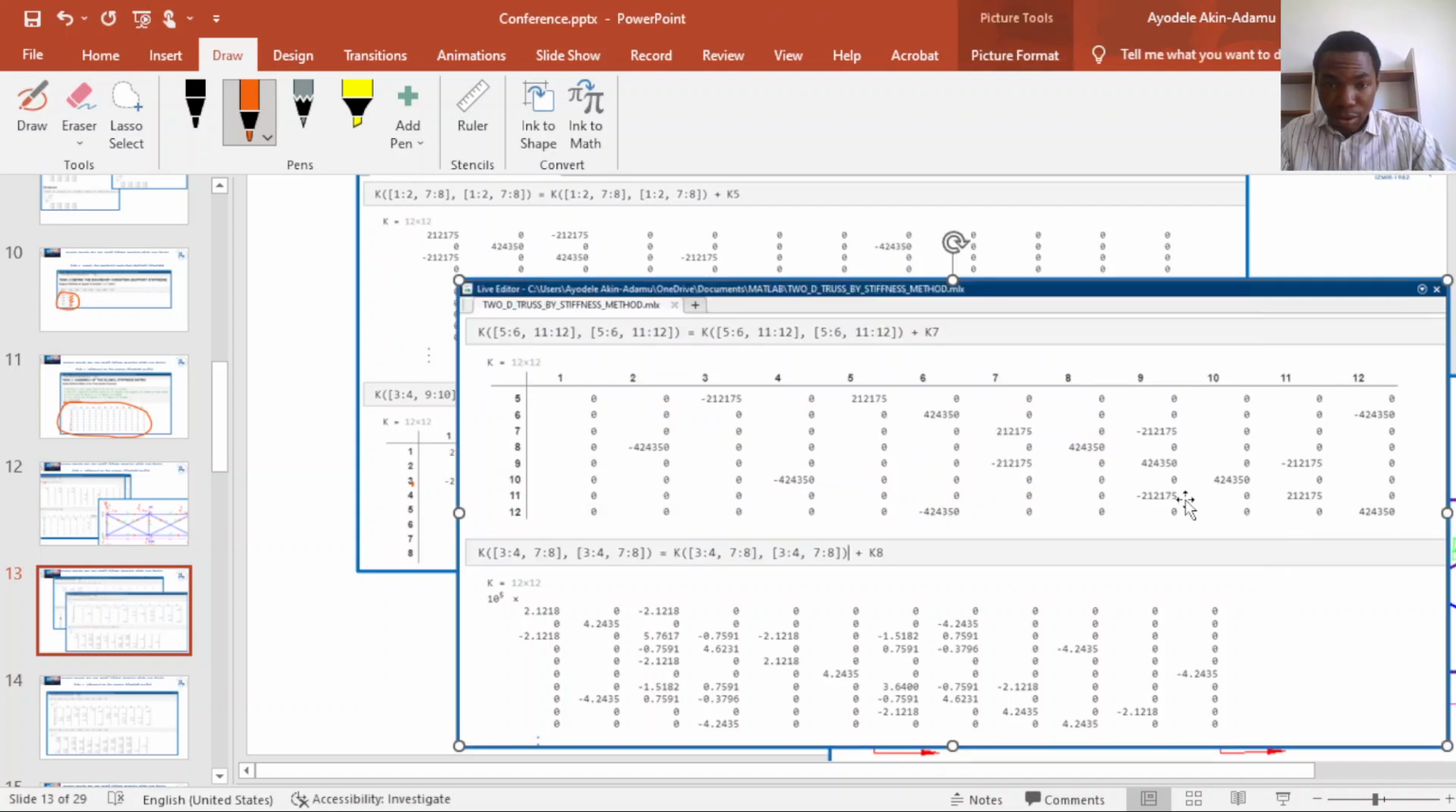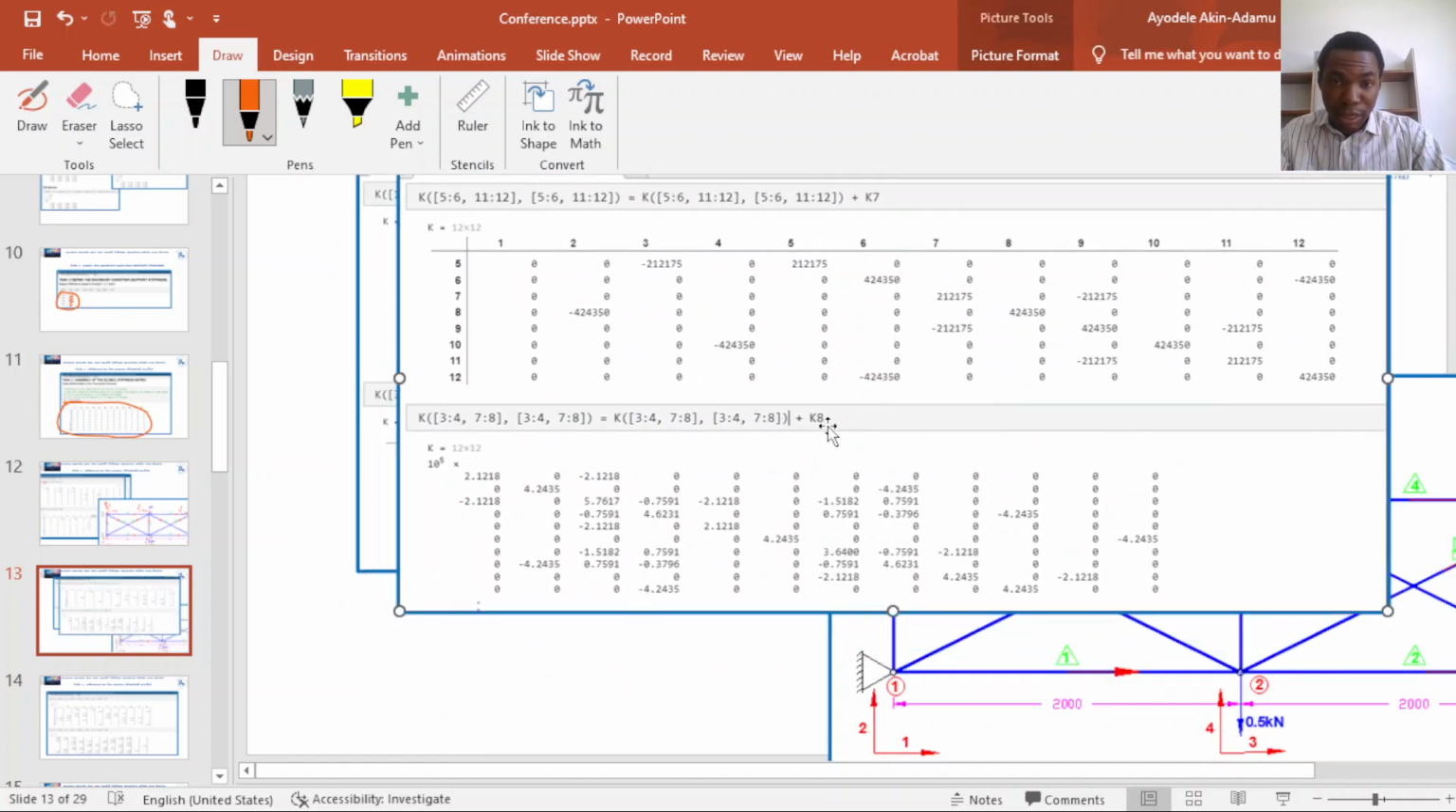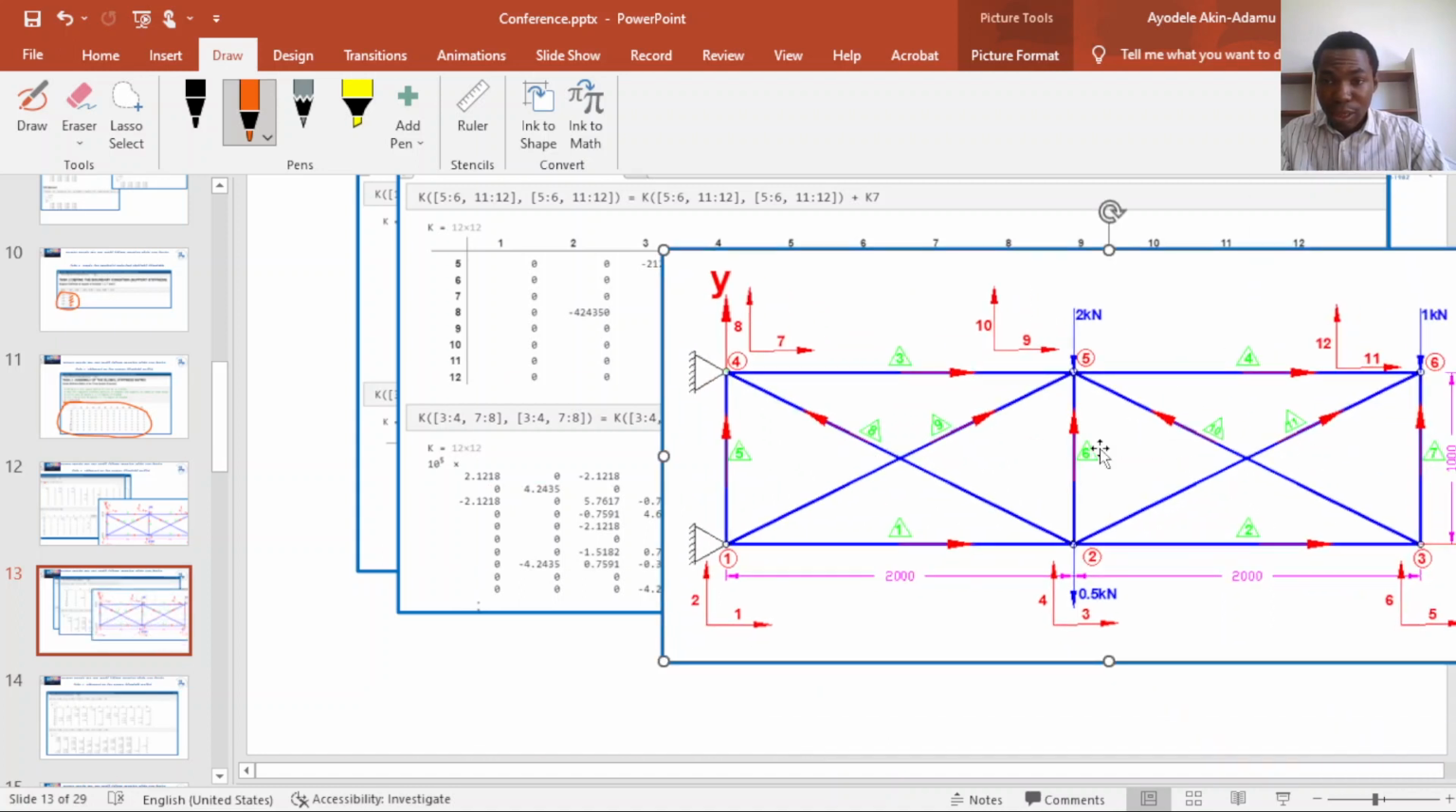Going to K8. Element 8 is located between node 2 and node 4. The degree of freedom numbering will be 3, 4, 7, 8. We're numbering in this manner because the arrow is pointing from node 2, so we're picking the degrees of freedom at node 2 first. So 3, 4, 7, 8.